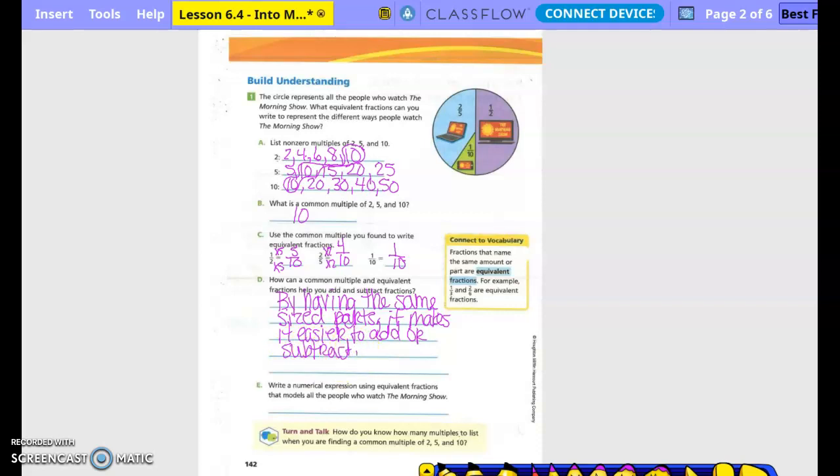Write a numerical expression using equivalent fractions that models all the ways people who watch the morning show. Okay, so what are we going to add? We're going to add, right? So we need to go back up here to letter C, right? So 5/10 plus 4/10 plus 1/10, right? Okay, which that gets us what? 10/10, which also equals 1. And so up here in our circle, it was one complete whole, right? Okay, or one complete circle.